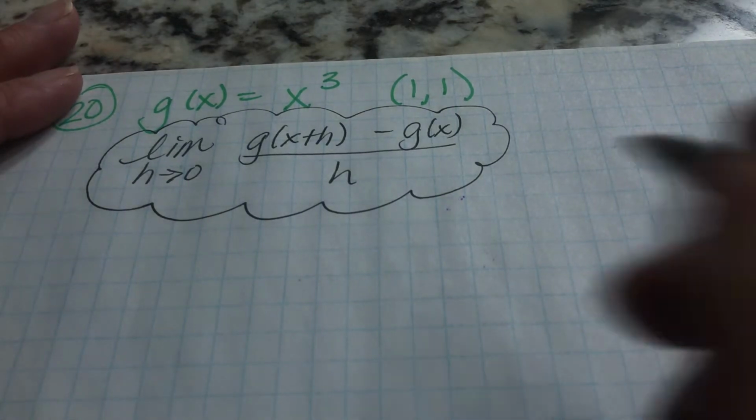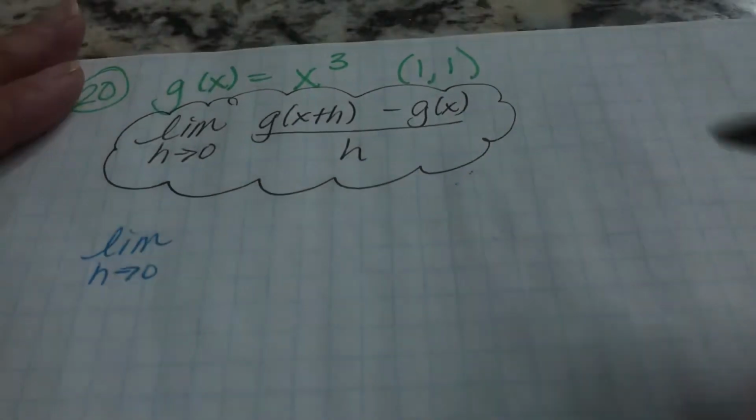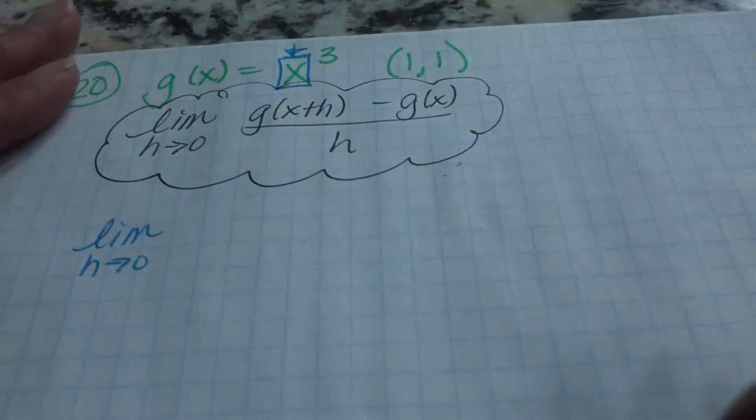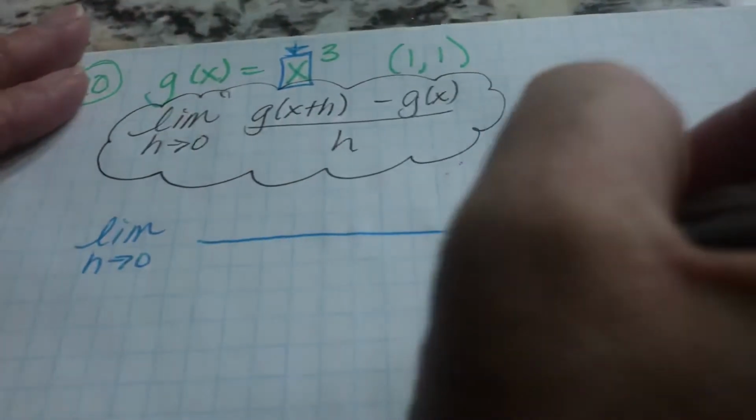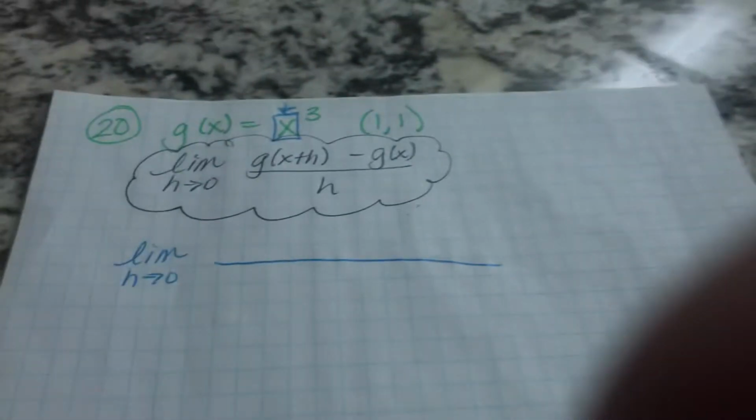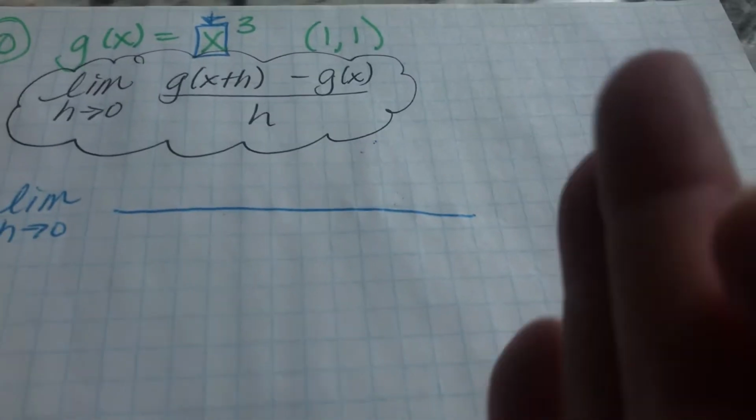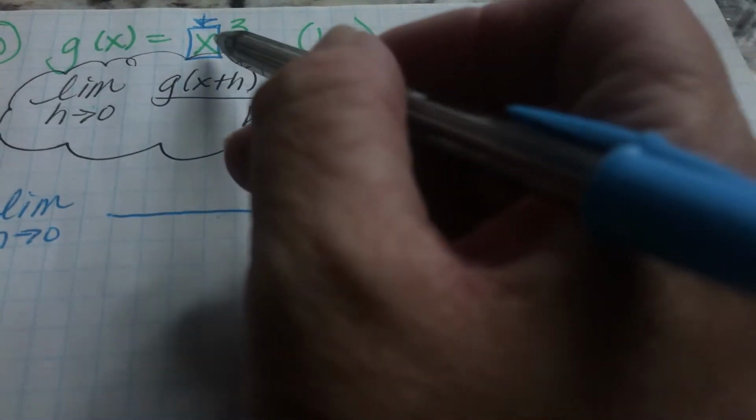So here we go. Limit as h goes to 0. I always highlight what I'm plugging into. That's super important. All right, so first I need g of x plus h. So I'm going to replace that x with x plus h, quantity cubed, minus g of x, the original, all over h.